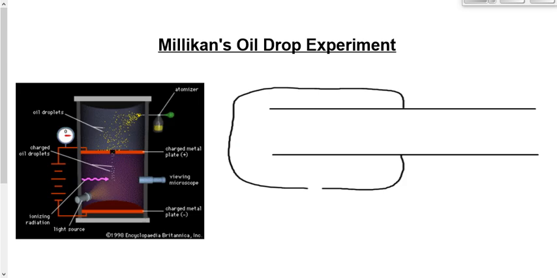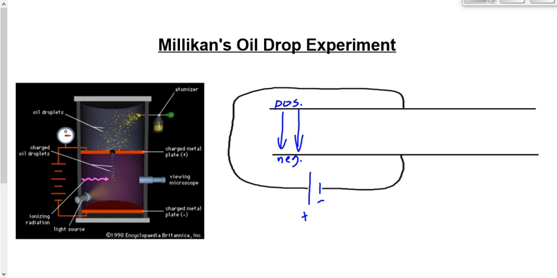Now enter Millikan. Robert Millikan performed an experiment called the oil drop experiment with a basic setup looking like the diagram on the right. He had a battery with a positive terminal and a negative terminal attached to two parallel metal plates. With the way that I have the battery set up, that would make the top plate positive and the bottom plate negative, but it could have been the other way around. It doesn't really make any difference.